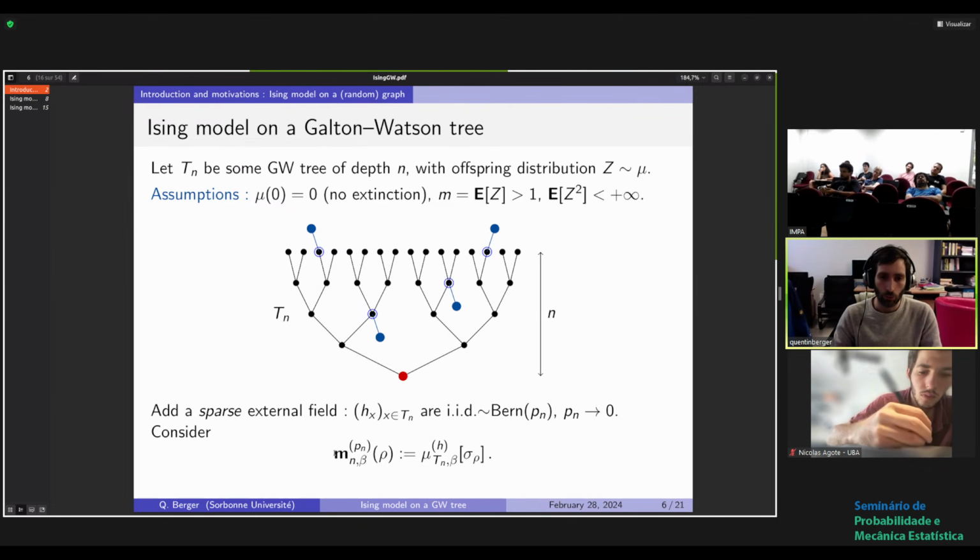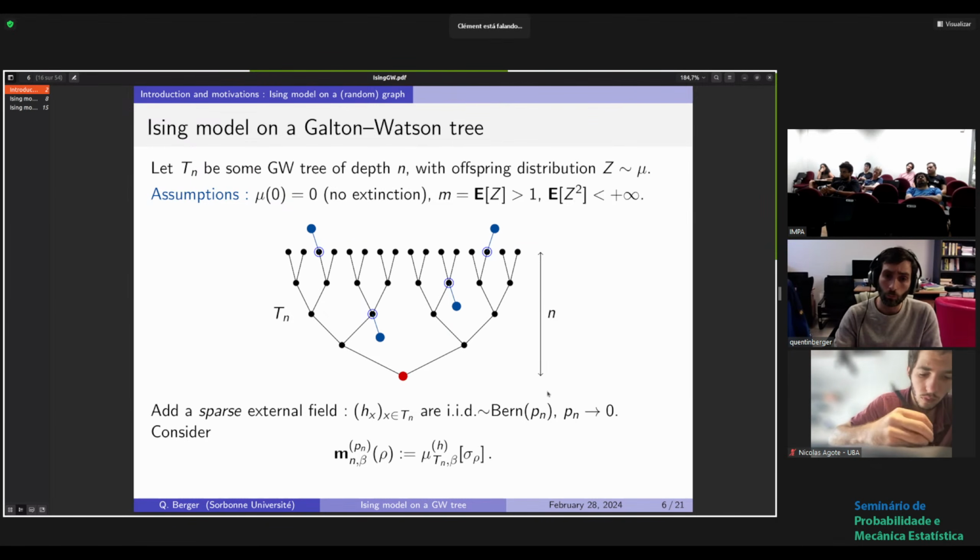So the quantity you want to study is the magnetization of the root, and you want to know how fast p_n has to go to 0, or how slowly you can take p_n going to 0 and still have the root magnetized.